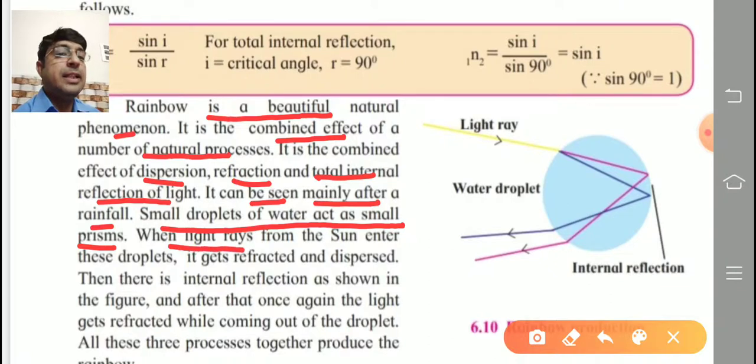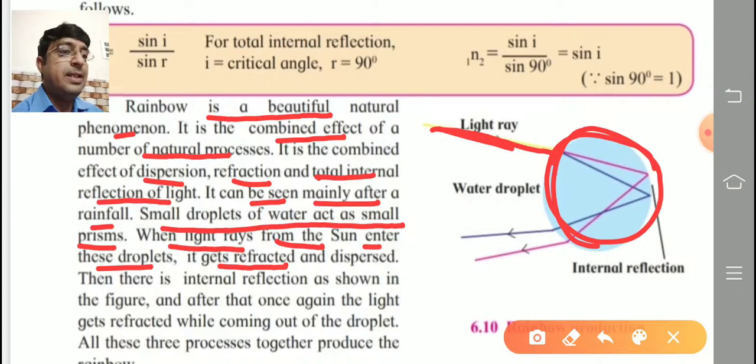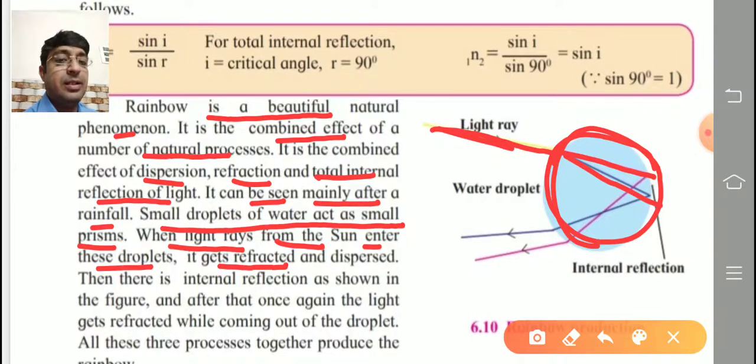When light rays from the sun, means sunlight, enter these droplets, it gets refracted. See here, this is sunlight. This is one water droplet shown. So what happened at this place? Refraction takes place. What happened after refraction? That we observed in the prism. So light gets dispersed into component colors. So it gets refracted and dispersed. So here 7 colors are observed.